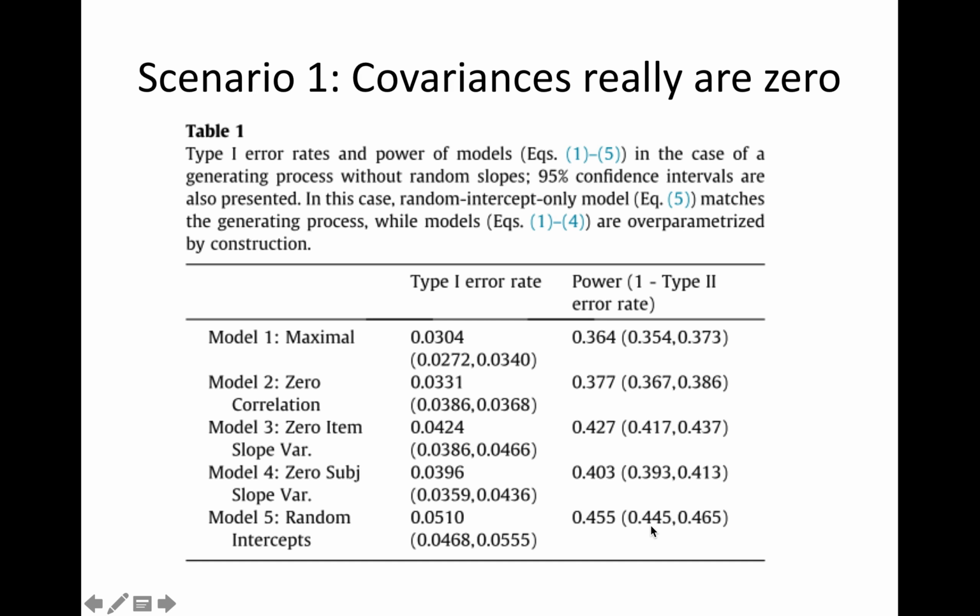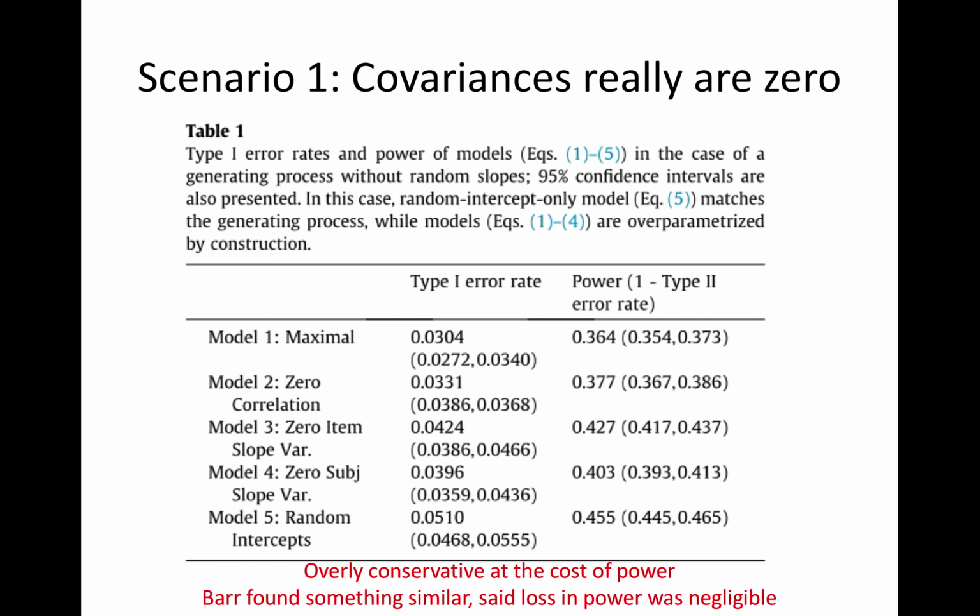But again, probably not realistic that the covariance would be exactly 0 in real life. Well, maybe with the covariances, yes. With the variances, probably no. So overly conservative at the cost of power. Barr found something similar, the other reference I mentioned, and they said the loss in power was negligible, which could be true.